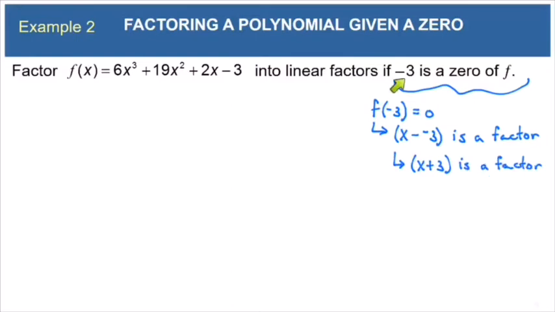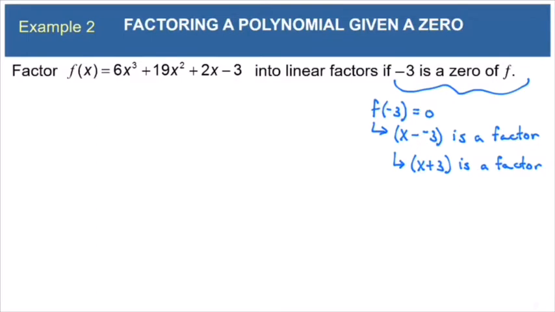So if negative 3 is a 0, that means x plus 3 is a factor. In other words, when we divide by x plus 3, the remainder you see is going to be 0. Now if x plus 3 is a factor, that means x plus 3 times something else has to equal this polynomial. And the way to find out what the something else is, is to do the synthetic division, dividing by x plus 3. So we'll have negative 3 in the box.